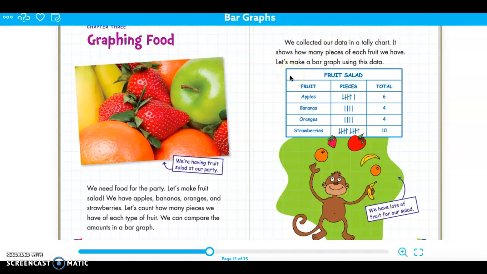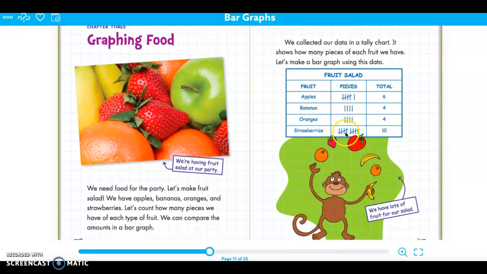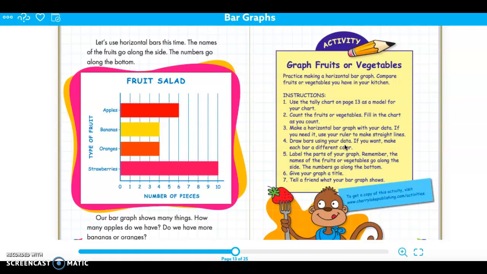So I want you to take this time right now to pause the video, and I want you to say out loud how many each of these fruits have. Apples have 6, bananas have 4, oranges have 4, and strawberries have 10.